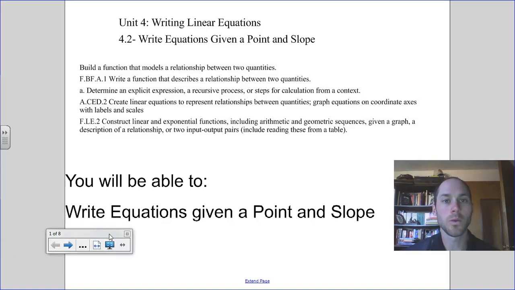Okay, time to write equations. This time I'm going to give you the slope and a point, and we'll see if we can write an equation given that information.